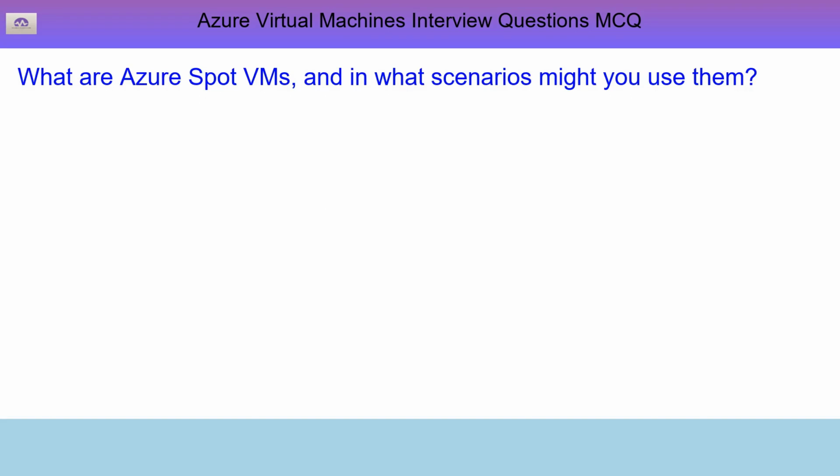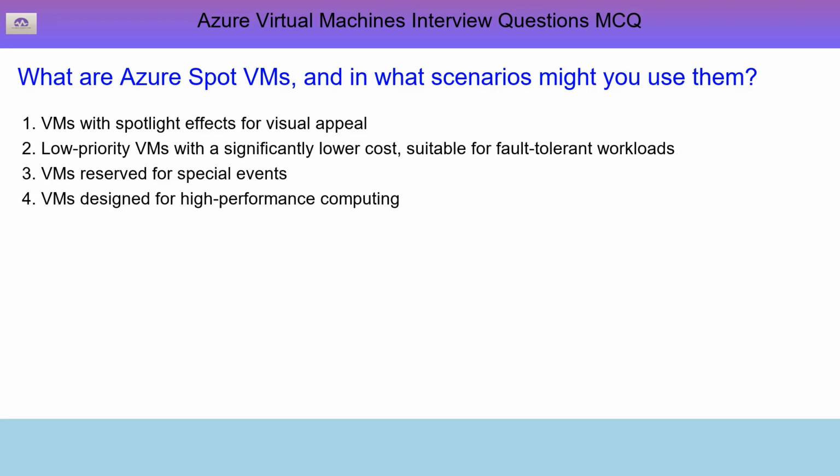What are Azure Spot VMs, and in what scenarios might you use them? Here are your options. 1. VMs with spotlight effects for visual appeal. 2. Low priority VMs with a significantly lower cost. Suitable for fault-tolerant workloads.